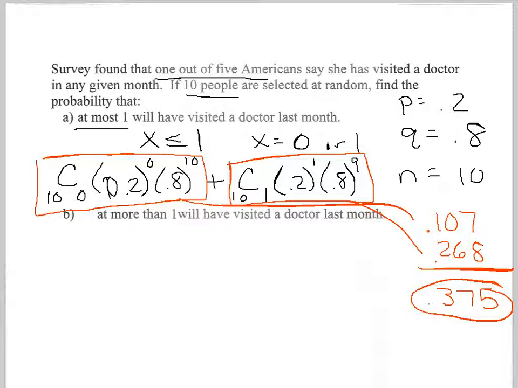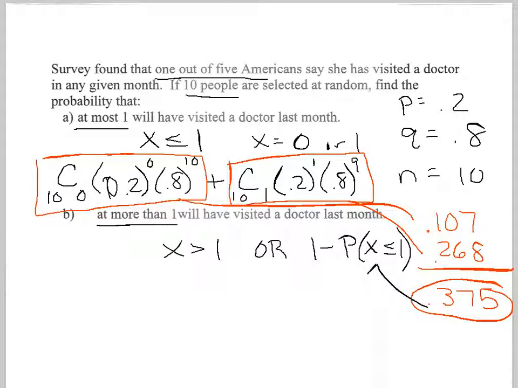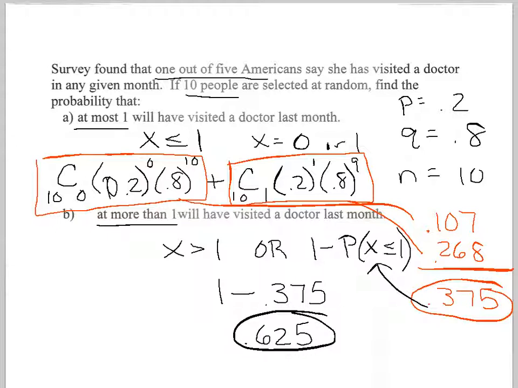Well, if we go to the next problem, it says more than 1. So now my x value is more than 1. We can also say that this is 1 minus the probability of x less than or equal to 1. I know that number. So to find the answer here, I would find the complement, and that would be my answer to part B. Still talking about the same idea as binomial, but now we're dealing with at most, more than, at least, things along those lines here.